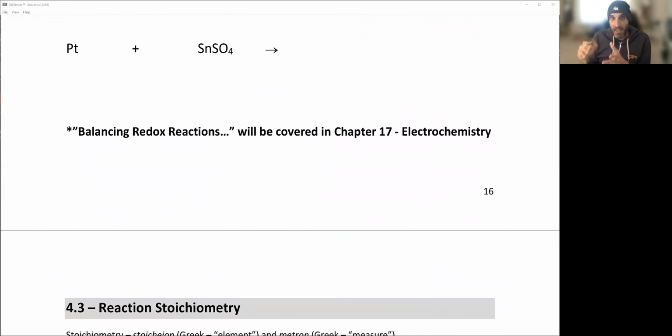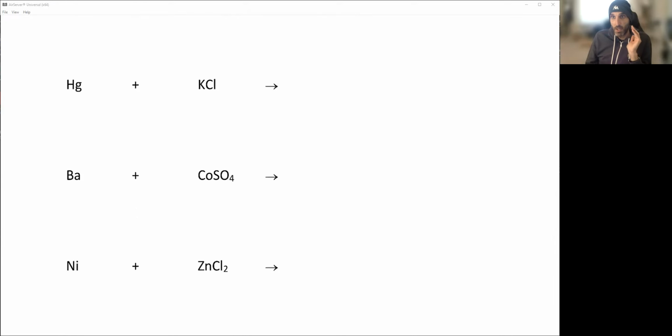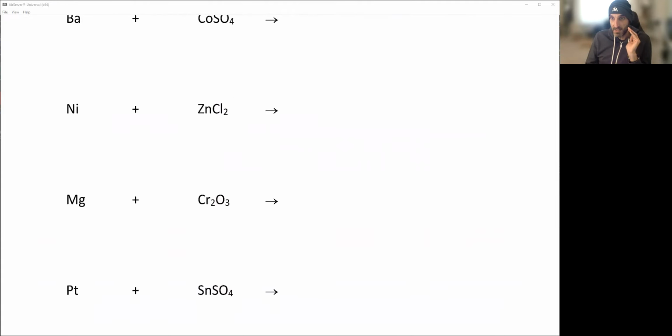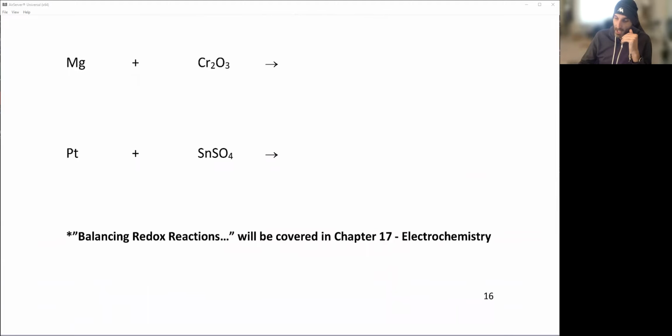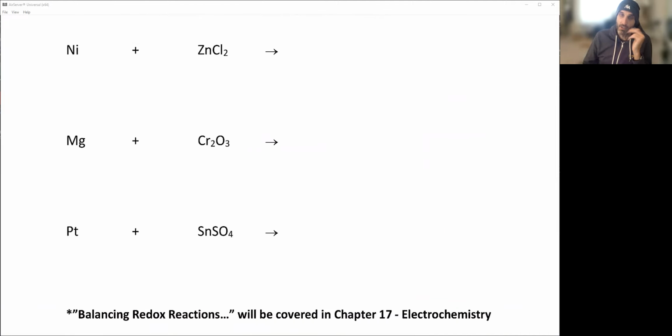And then finally, balancing of redox reactions. It's really fun. I actually really enjoy doing it, but we're going to save that for electrochemistry way back in chapter 17. We're going to talk about oxidation and reduction again, but that's what I want to focus on. All right. That was a really long video. And this is probably where the second test is going to stop, or at least we're going to have some time before we get into reaction stoichiometry.